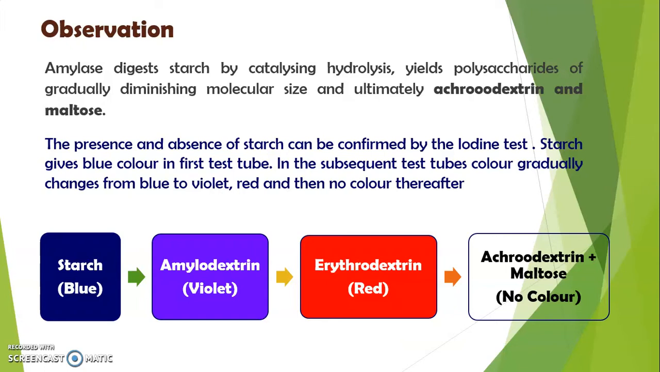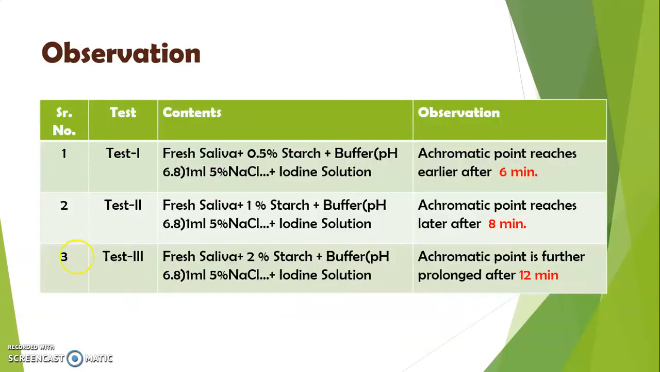As hydrolysis starts, starch is gradually converted to amylodextrin, which gives violet color with the iodine. Further hydrolysis of amylodextrin to erythrodextrin gives red color with the iodine. After complete hydrolysis of the starch, that is conversion of erythrodextrin to acrodextrin and maltose, no color is developed with iodine solution, that is the development of achromic point.